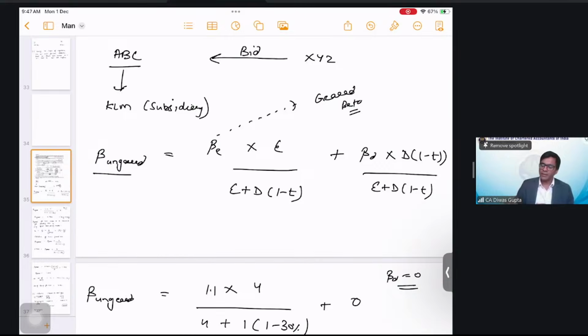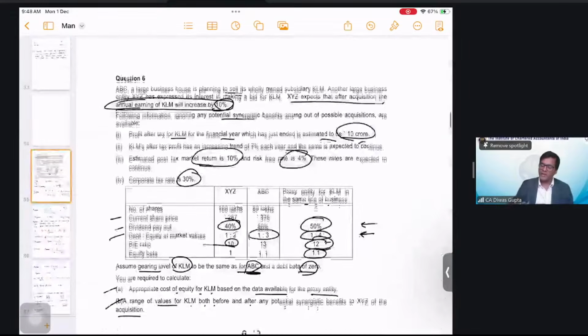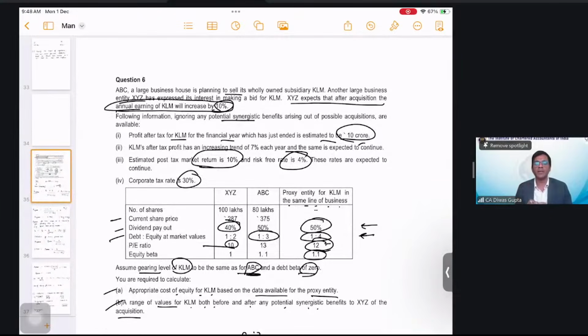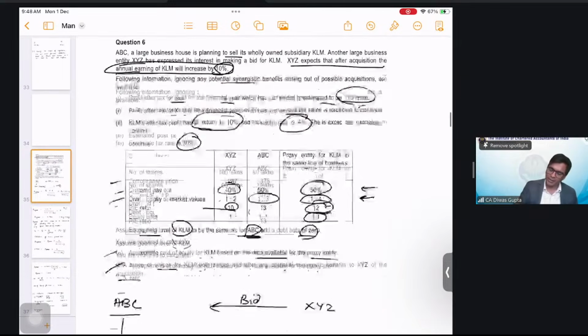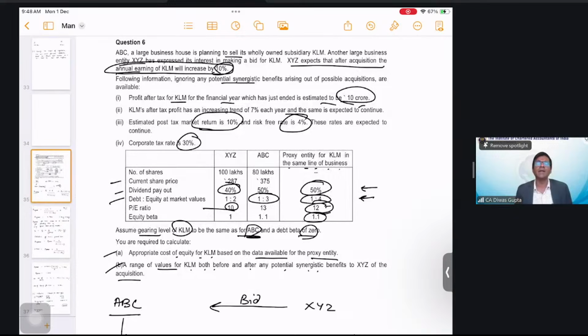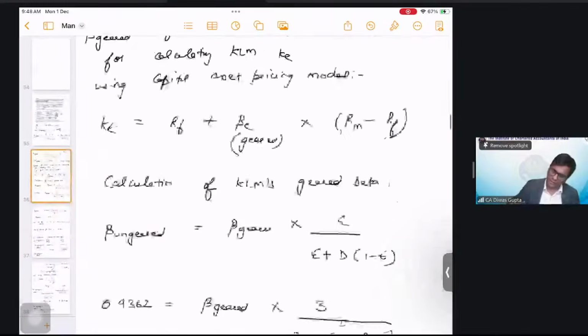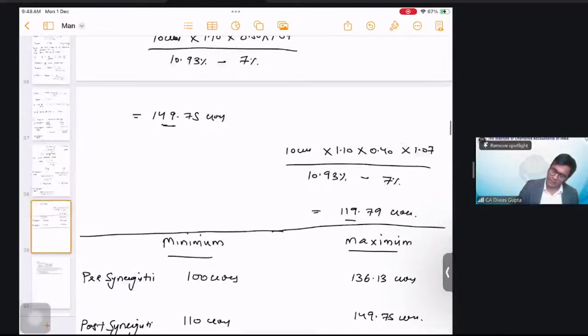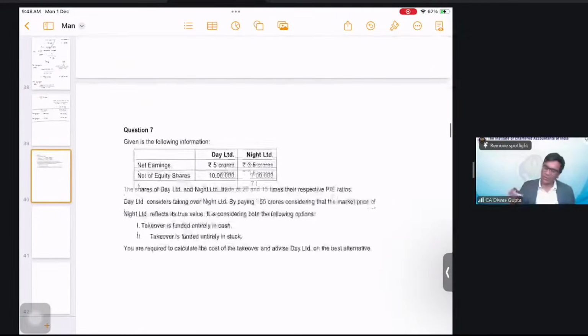Okay. Then in this, there was an important connection between the proxy entity for KLM and XYZ. Since XYZ is purchasing the company, XYZ will also be interested to see that if I apply my parameters to KLM, how will the numbers look? Okay. And similarly for the KLM proxy business, definitely the KLM shareholders will want the adjustments to happen basis the proxy business of KLM. Okay. Clear? Now let's move to question number 7, students.